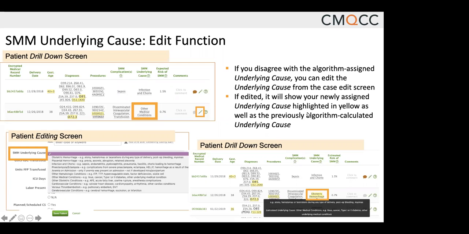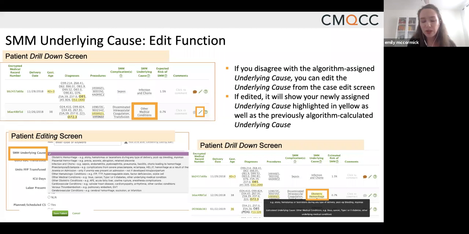Okay. And another comment, good work CMQCC. This is going to help our survey readiness when the Joint Commission perinatal standards go live. Okay, I think this is the end of all of our questions.